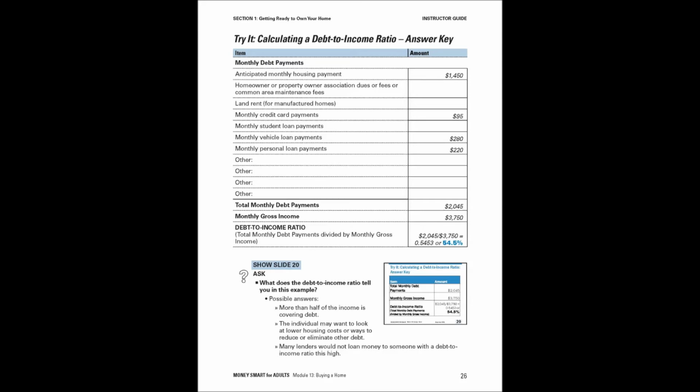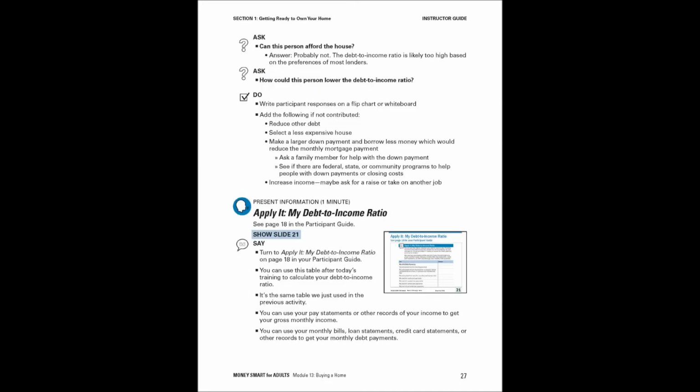Now, there are some options that your participants are going to have to consider going forward. Either they may want to look at lowering housing costs or figuring out how to reduce or even eliminate their other debt, because many lenders would not loan money to someone with a debt to income ratio this high. And that is the point of this exercise here, is to get them to see that if in fact their own personal debt to income ratios are over the threshold, then there are some decisions that need to be made in terms of how to move forward.